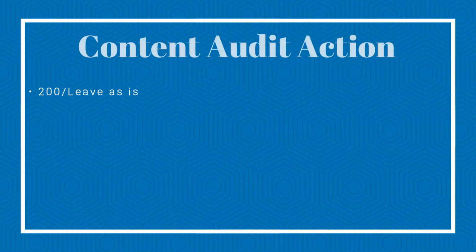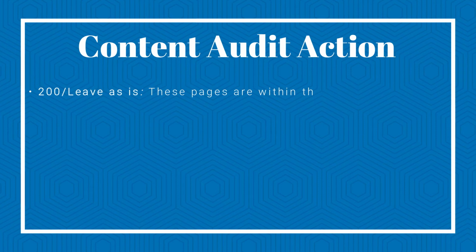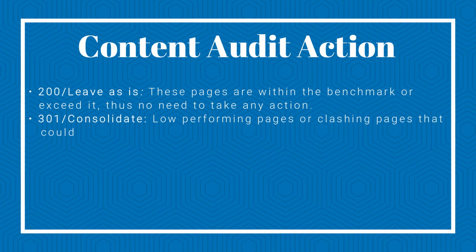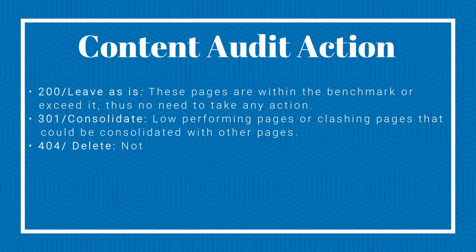But first, let me remind you of the 4 types of action you can take on your website and explain them a little bit. The first one is 200 or leave it as it is. These pages are within the benchmark or even exceeded, thus no need to take any action. The second one is 301 or consolidate. These ones are the low performing pages or clashing pages with same or similar keyword that could be consolidated with other pages.